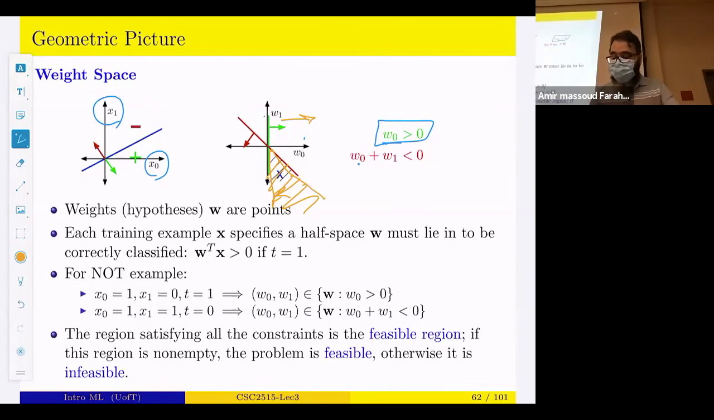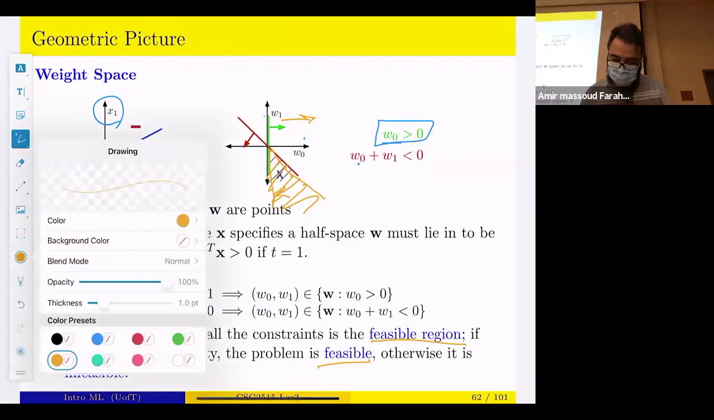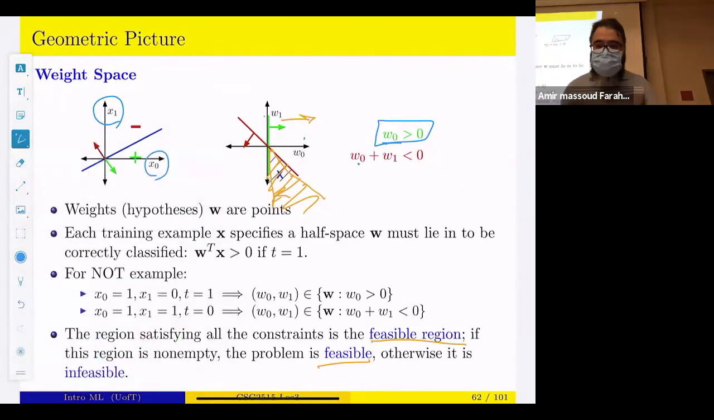So this region is called the feasibility or feasible region. If this region is non-empty, then the problem is feasible, and there exists a weight that classifies our data points perfectly. But if that region does not exist, the problem would be infeasible, and we can't classify all data points perfectly. Is this clear?